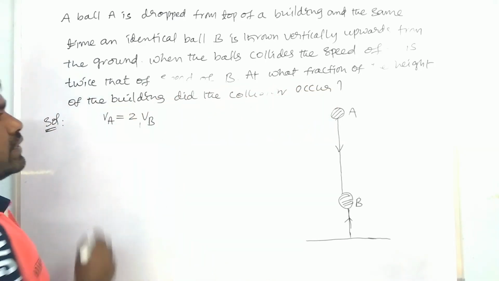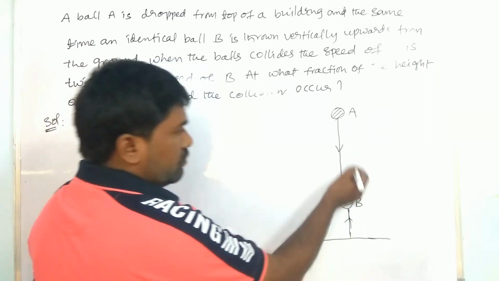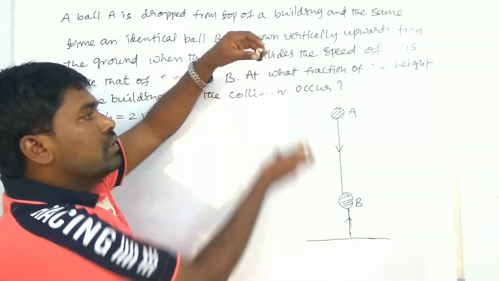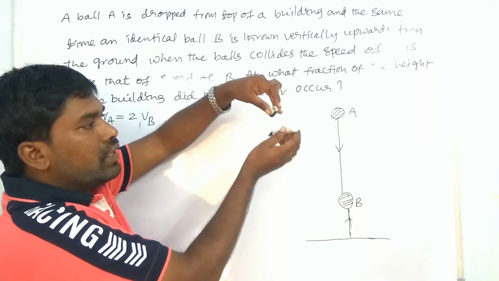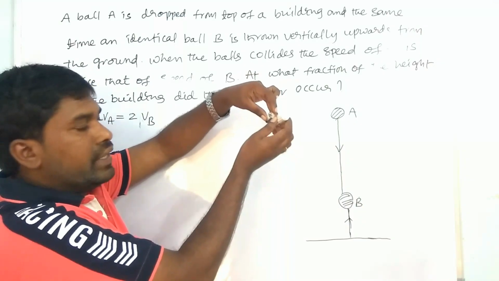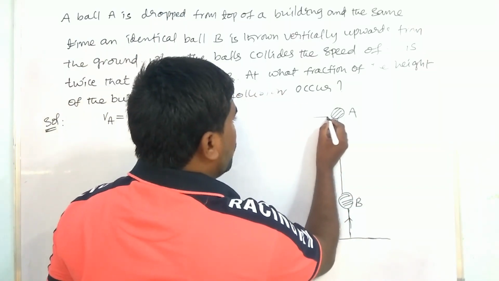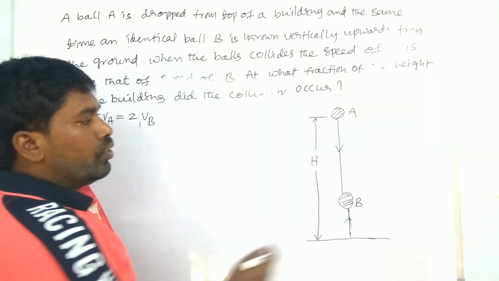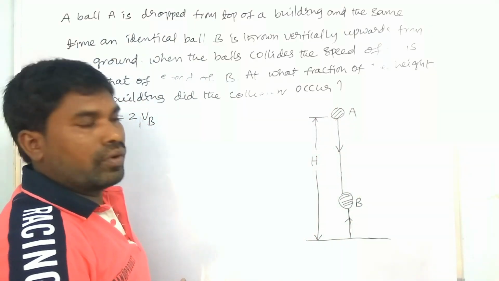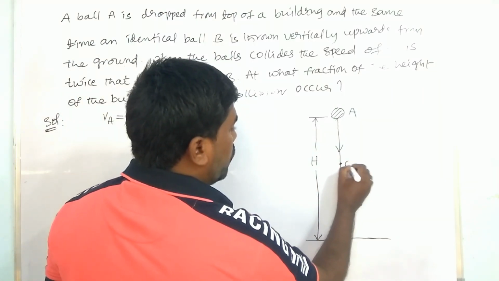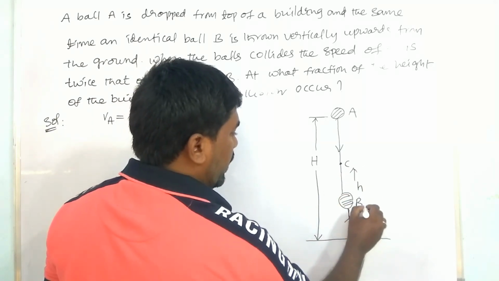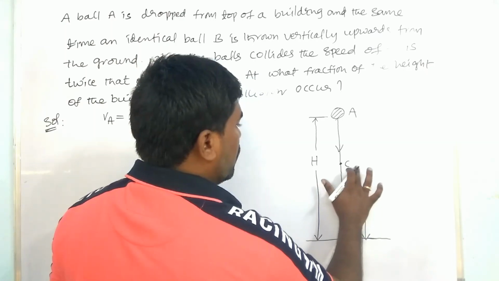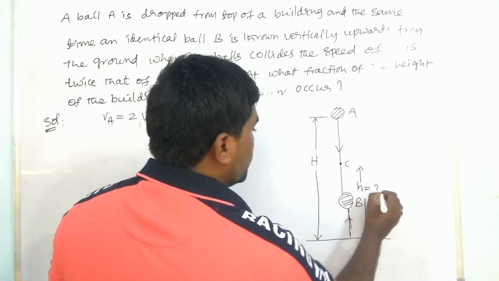So at what fraction of the height of the building did the collision occur? At which height will the two balls collide with each other? One ball is dropped from a certain height, and another ball is thrown vertically upwards at the same time. Let the height of the building from the ground be capital H. We don't know at which height they collide, so we assume that at point C they collide at a certain height, small h. It is just our assumption. Now let us find the h value.